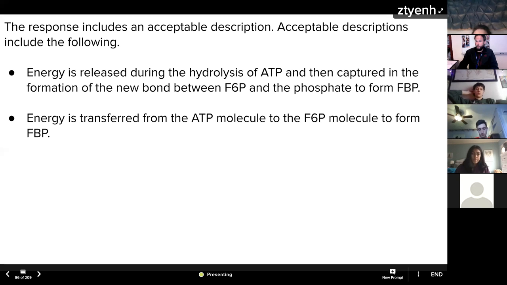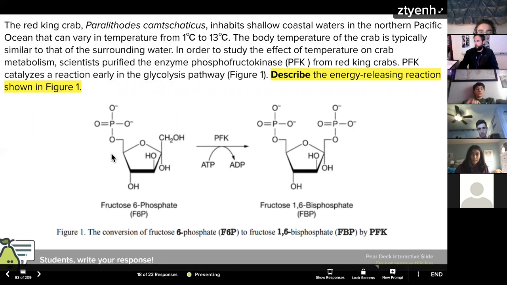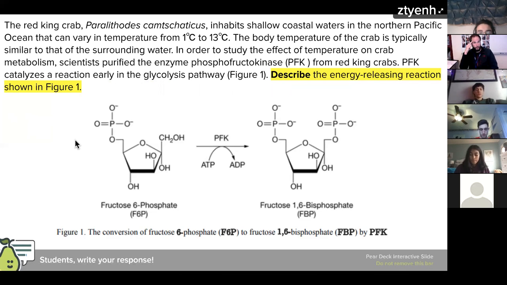So sorry for that previous question. So if I'm describing the energy releasing reaction shown in figure 1, I would say something to the effect of the breakdown of ATP and the release of the 3rd high energy phosphate group leads to the transfer of energy from ATP to fructose 6-phosphate as fructose 1,6 bisphosphate is being synthesized. That's how I would answer that question, in my own words, of course.